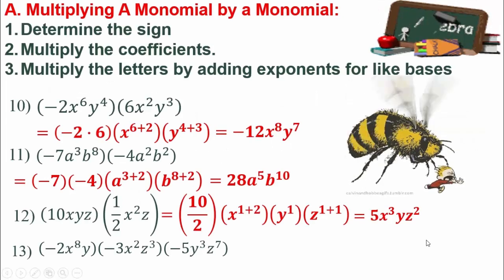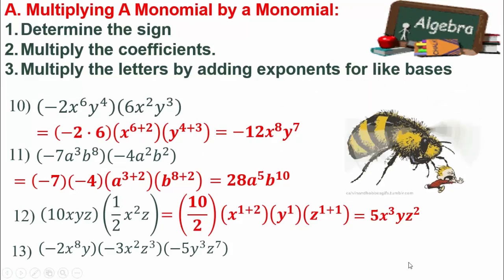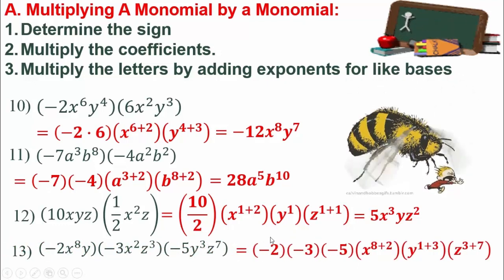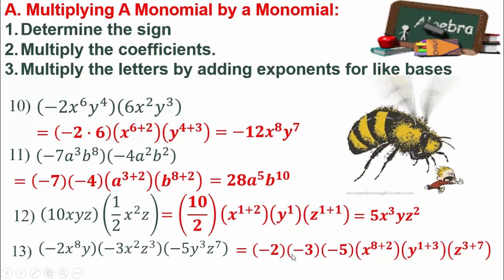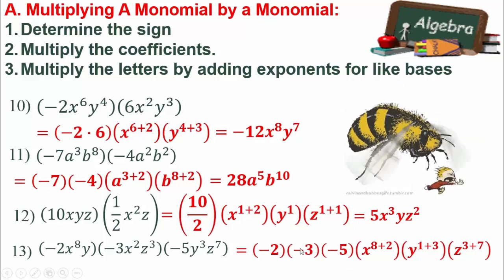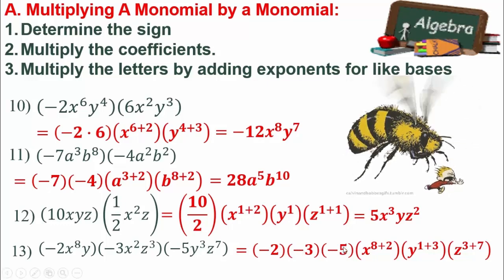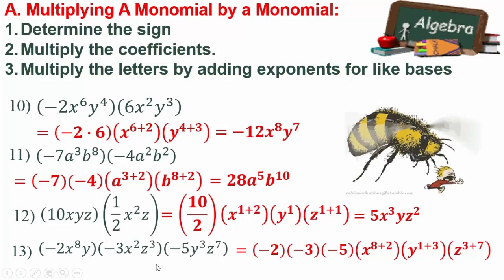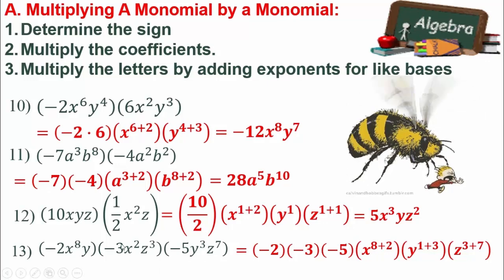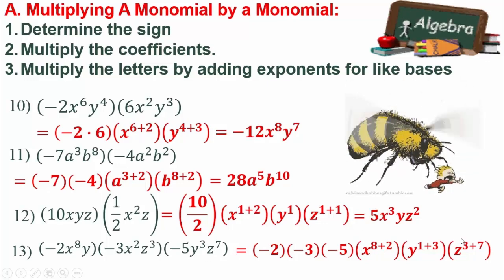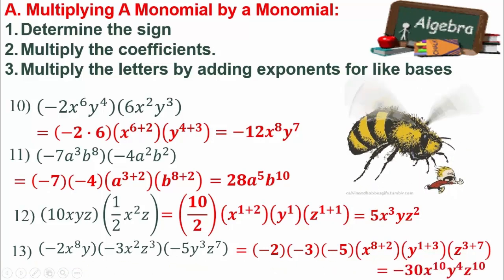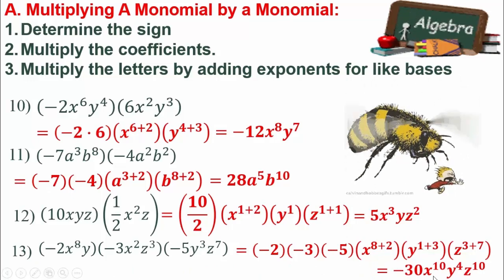In reviewing what we just did on the whiteboard in number 13, as you see, we have the coefficients, so I gathered them up, and a negative times a negative makes a positive, but then multiplied by another negative will make a negative. And then I took my x's and gathered up my x's and added the exponents, my y's and added the exponents, and my z's and added the exponents. So I get as my final answer negative 30, x to the 10th, y to the 4th, z to the 10th.